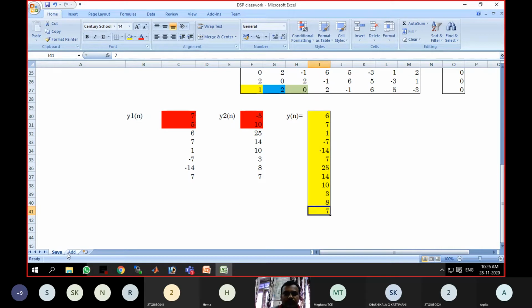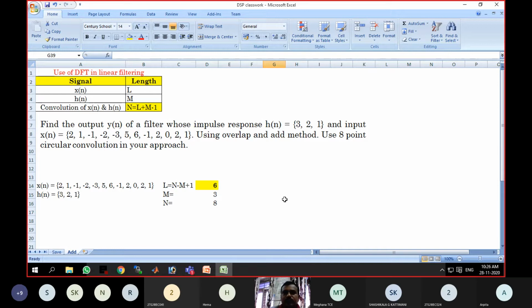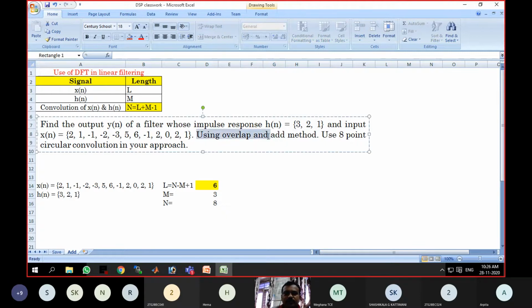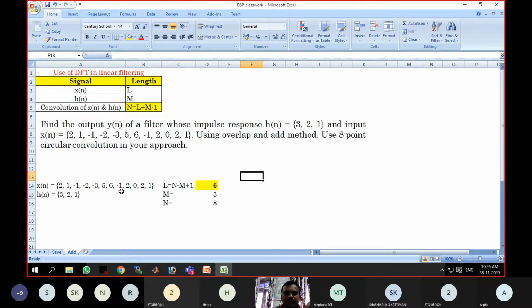Let us go for the same problem and see how we perform it with the overlap and add method. Let me go to the problem statement. I am just changing the method here. You can observe that we are using the overlap and add method. So x of n is the given data and h of n is also given. They are talking about the length of each block, which is of size 8. So I have the N value and the M value. I need to know how many elements to fetch from x of n, that is 6, which is N minus M plus 1.